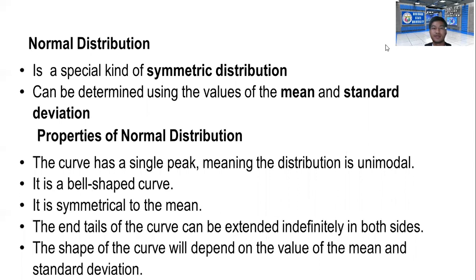Normal distribution is when it is a symmetric distribution and can be determined using the values of the mean and the standard deviation. So, the normal curve that you saw is right in the middle. And if you look at it, the mean, median, and mode are equal. In a normal distribution, your mean, median, and mode are equal. So if it's a normal distribution, the curve has a single peak, meaning unimodal. It is bell-shaped. It is symmetrical to the mean. The end tails of the curve can be extended independently on both sides, and the shape of the curve is dependent on the value of the mean and the standard deviation.